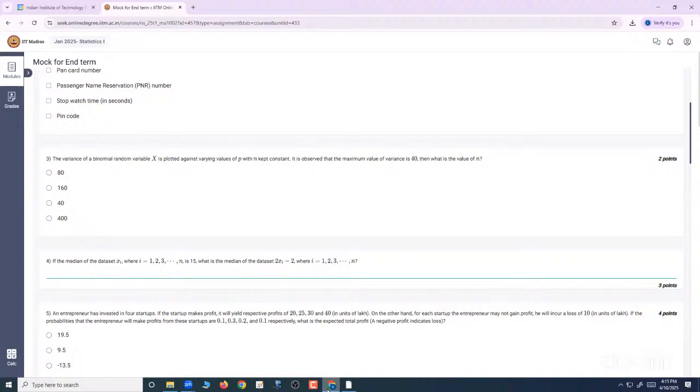Okay. So 28. 2 times the original median minus 2. It's 28. Correct. Yes, 28. Coming out to be 28 for everyone? What about others? Yes, ma'am, 28. Ma'am, explain please.